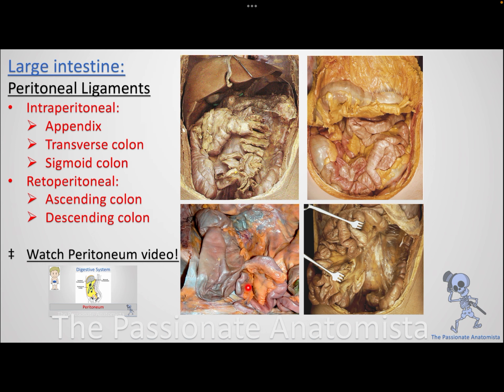So that is the mesoappendix. The transverse colon, if you look at this picture, this is the transverse colon. It has a peritoneal ligament posteriorly, which is the transverse mesocolon that attaches the posterior border of the transverse colon to the posterior abdominal wall and pancreas. However, anteriorly, it's attached to the greater omentum, and we've talked about that in the peritoneum video and in the stomach.